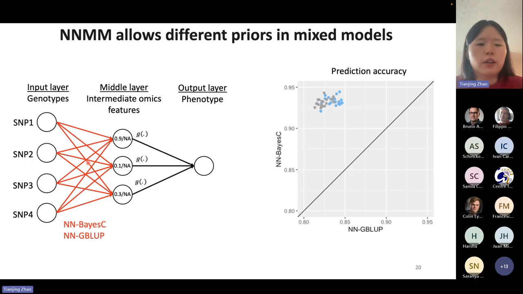And also we are using mixed models to model those unknowns, for example, the marker effects on omics or the omics effects on phenotypes. And we can allow users to set different priors, for example, priors from BayesC, priors from GBLUP in a mixed model. So here is one result where using priors from BayesC is better than using priors from GBLUP.